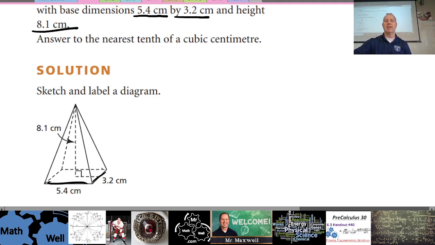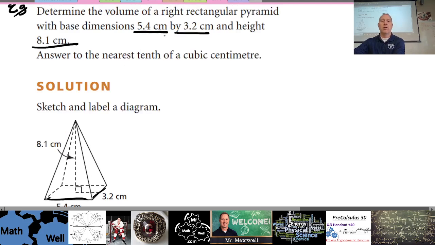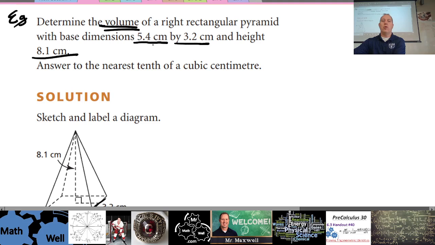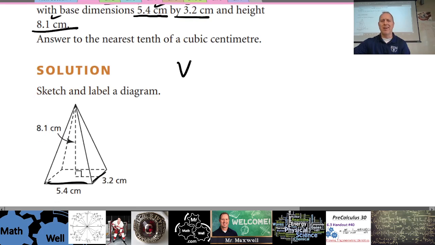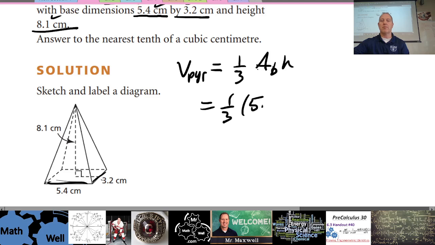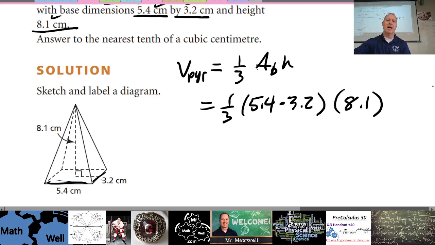I do not have slant height, and that's fine because I don't need to find surface area. I am actually looking for volume, right? So I need the dimensions, I need the height, I'm good. Easy peasy here. Volume of a pyramid is 1/3 area of the base times the height. So that's 1/3 area of the base. Because this is a rectangle, I'm going to go 5.4 times 3.2, and I'm going to multiply it by the height, which is given, 8.1. That should be pretty straightforward, hey? Does that look good?